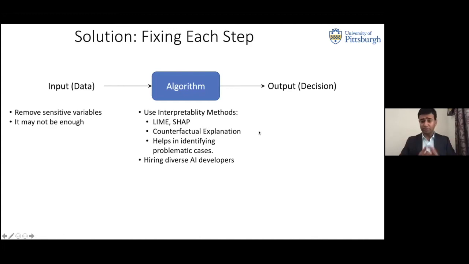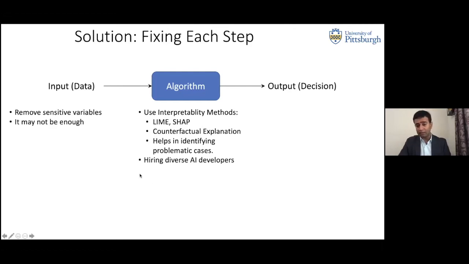Counterfactual explanations tell you what will change the decision. For example, if I have been denied a loan, this kind of explanation will give me some kind of statement that if my income was 20,000 higher, then I would have been granted a loan. Or if my education was 4 years higher, then I would have been granted a loan. Something like that you can do to make this algorithm better.